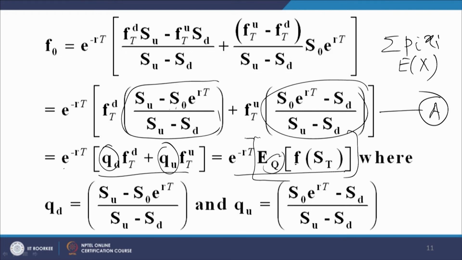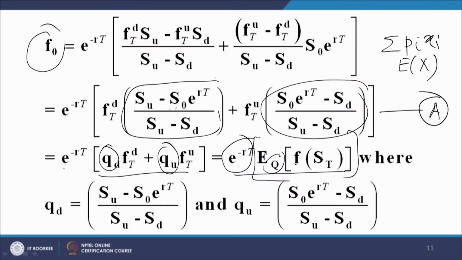And by using this expression e to the power minus r t out of the bracket, we are simply discounting this expected value. So, if I put it in words, the value of the derivative f 0, that is here, is equal to the discounted or the present value of the expected payoff from the derivative, where the expectation is calculated with respect to a special set of probabilities called risk neutral probabilities.